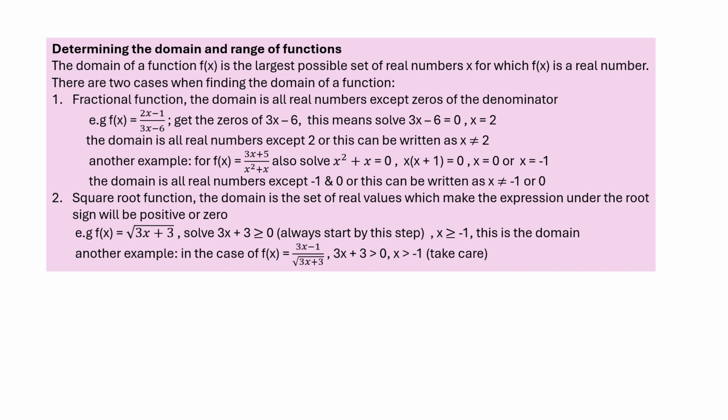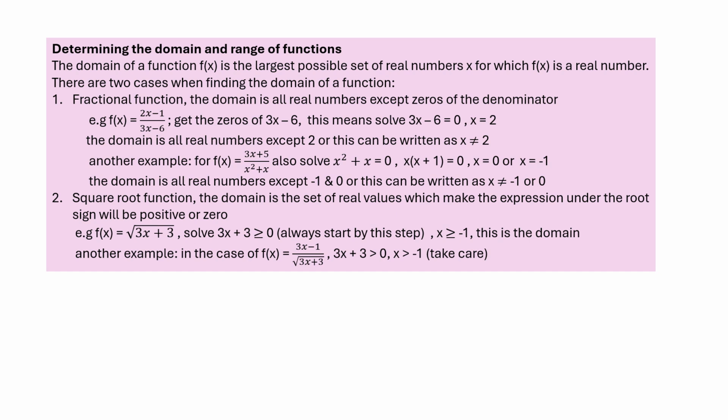Fractional function. There are two types of questions asking about their domain: fractional function and square root function. For any fractional function, the rule will be all real numbers except zeros of the denominator. This means you will equate the denominator to 0. In the case of f of x equals x minus 1 over 3x minus 6, get the zeros of 3x minus 6. This means solve 3x minus 6 equals 0, so x equals 2.